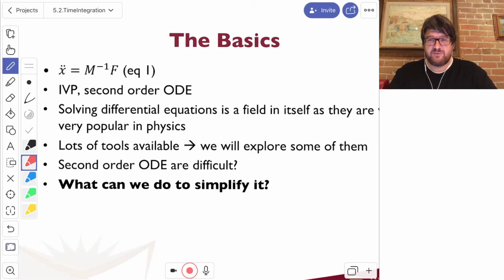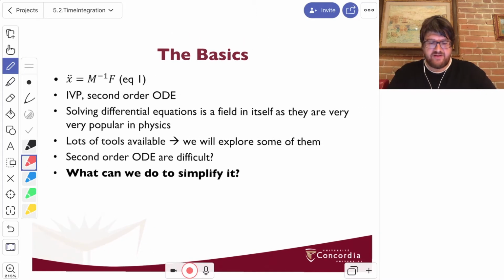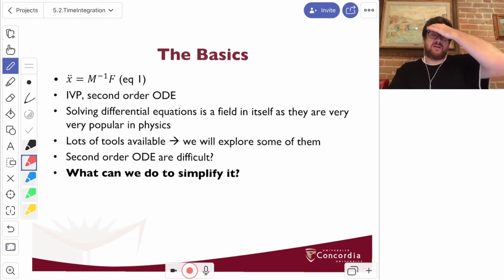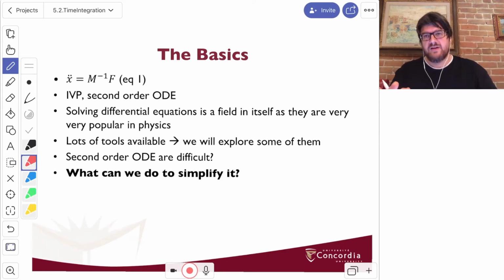And now it's time to figure out how to solve it. Well, it's worth mentioning that solving differential equations is a field in itself, as differential equations are very popular in physics. In fact, this is the reason Newton invented the differential calculus, because a lot of physics equations have to be expressed as derivatives of some functions, which makes them differential equations. And there are lots of tools available, so we will explore some of them.